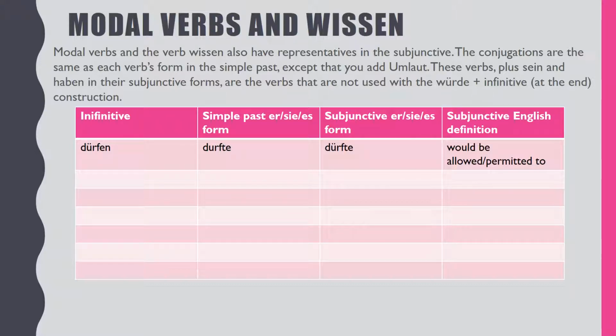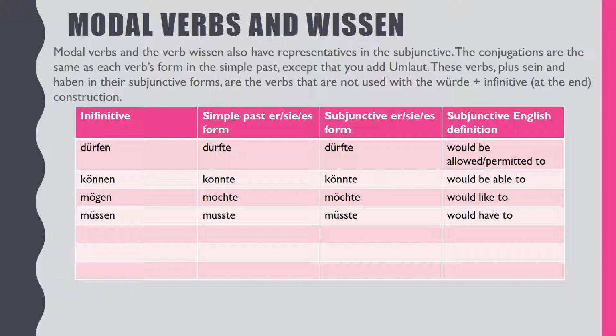We start with dürfen. Dürfen in the simple past is durfte. In the subjunctive, it's dürfte, would be allowed or permitted to. Können in the simple past is konnte. In the subjunctive is könnte, and it means would be able to. Mögen in the simple past is mochte. In the subjunctive is möchte, and means would like to.